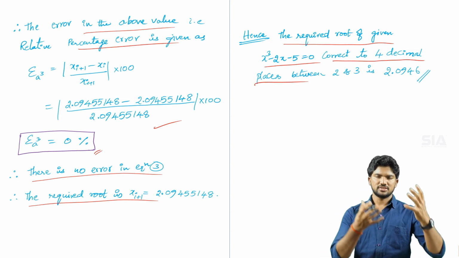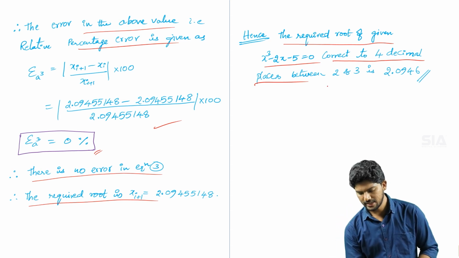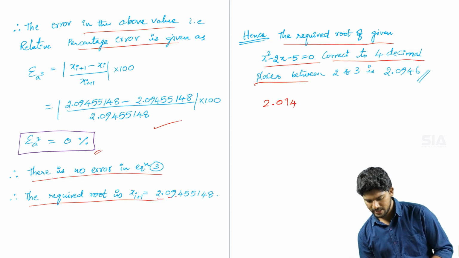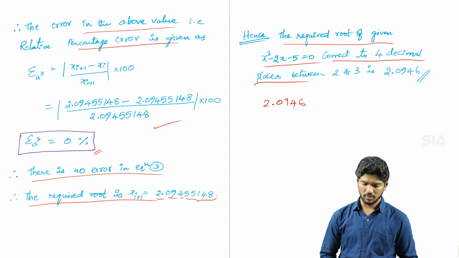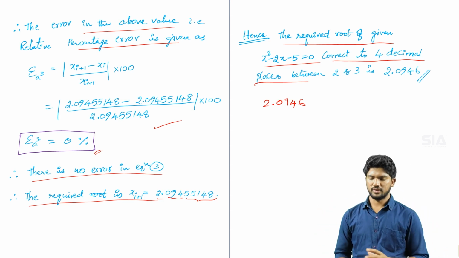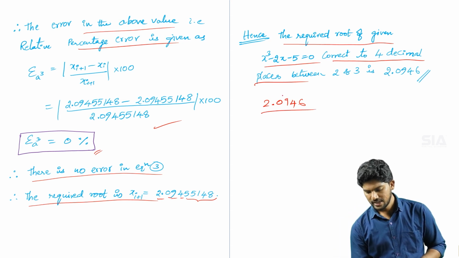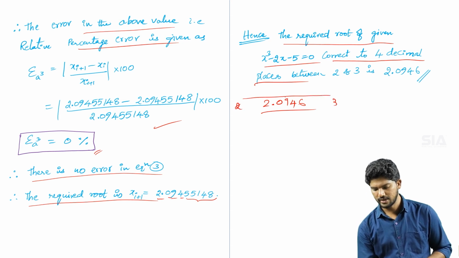What did they ask us in the problem? So they asked for the required root correct to 4 decimal places. Okay, therefore from this condition you can take that: 2.094 up to here is the 3 decimals. Now by using these values you have to write down the fourth decimal. So the fourth decimal you can write as 4. Why? Because 5 is greater than half of the unity. So therefore you can write 2.0946 is the root which exists between 2 and 3.